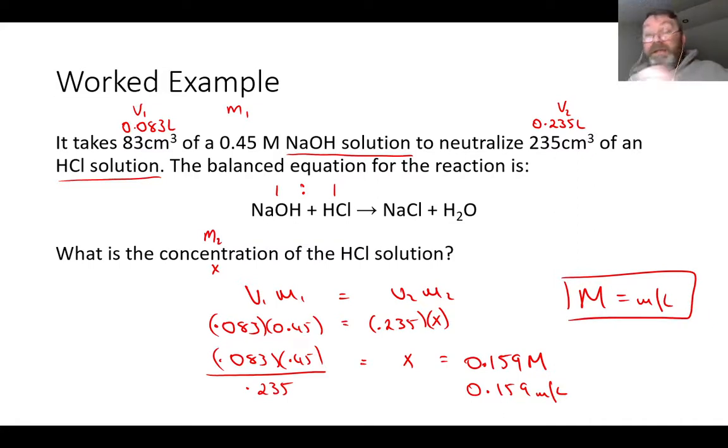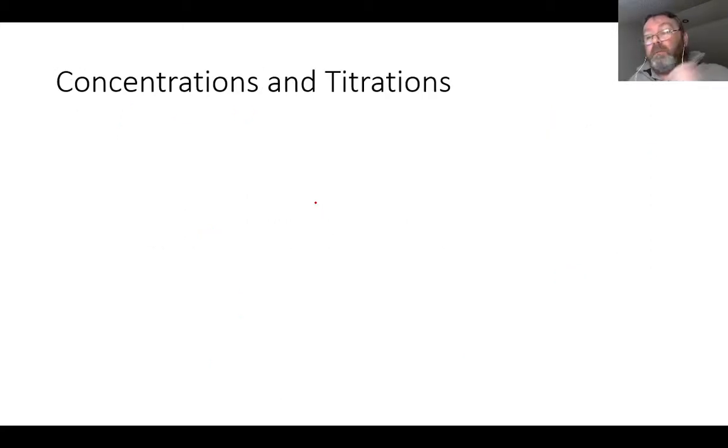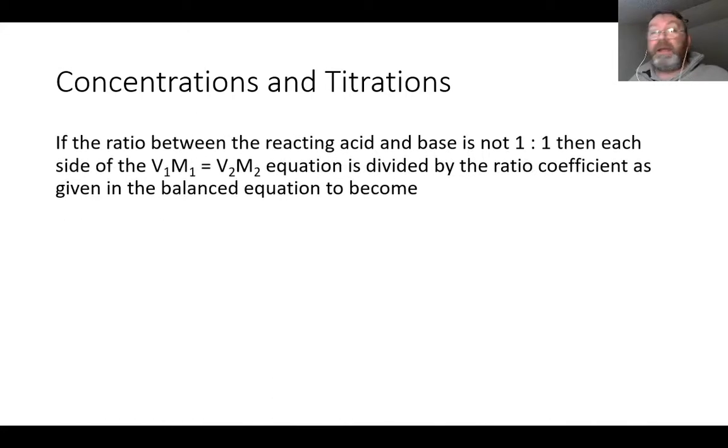And that is easy enough to work out if the ratio is 1:1. But what happens if the ratio isn't 1:1? What happens if you end up with two solutions reacting together in a ratio that might be 2:1 or 3:1 or 2:3? How do we change the V1M1 equals V2M2 to reflect the fact that the ratio of reaction is not 1:1? And the answer is easy.